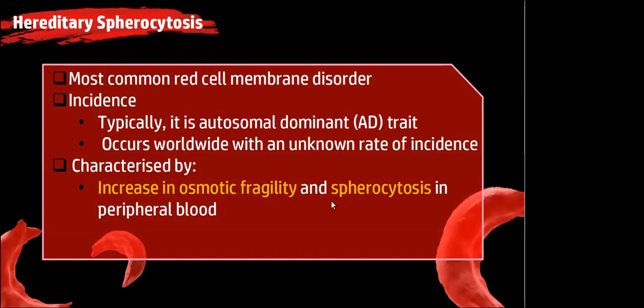Hereditary spherocytosis can be autosomal dominant or recessive, but typically it is an autosomal dominant trait, and it occurs worldwide with an unknown incidence rate. It is characterized by increased osmotic fragility. So the red cell is typically fragile. Therefore, if you run the osmotic fragility test, it will show that the osmotic fragility is increased, and we also see spherocytic red cells in the peripheral blood film.